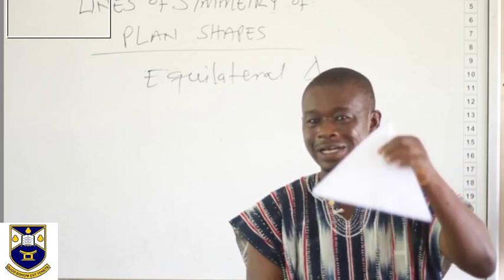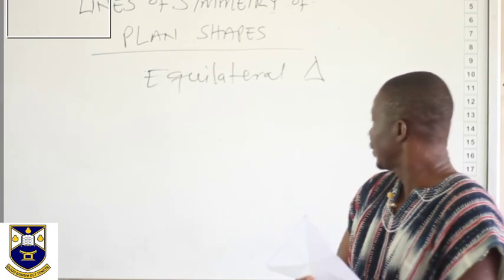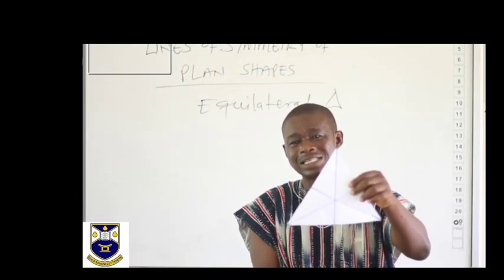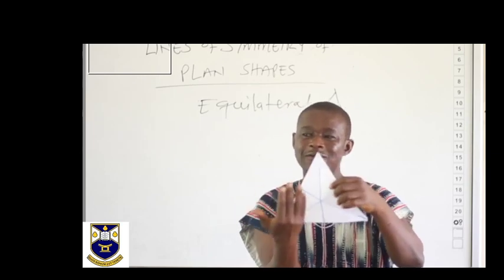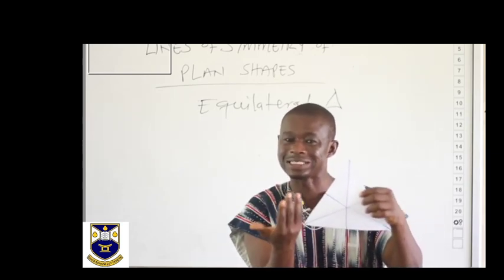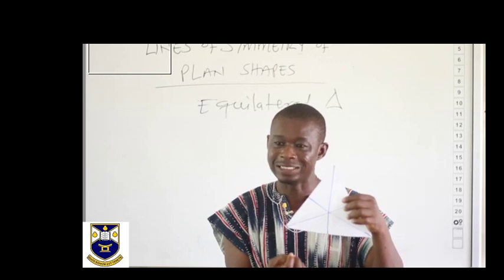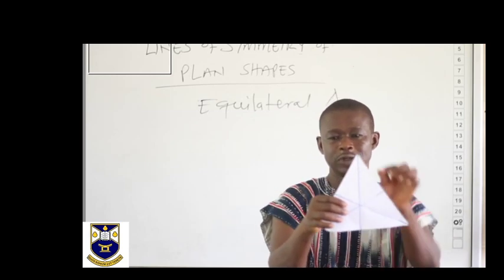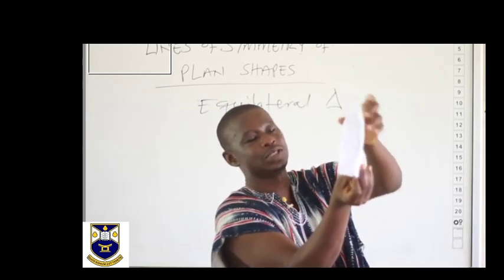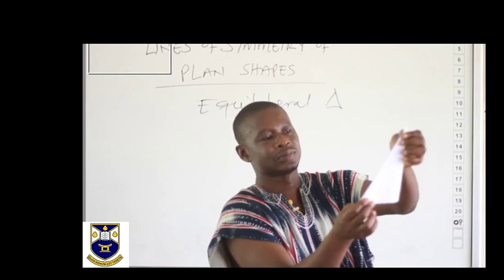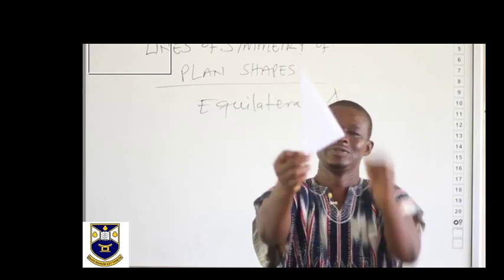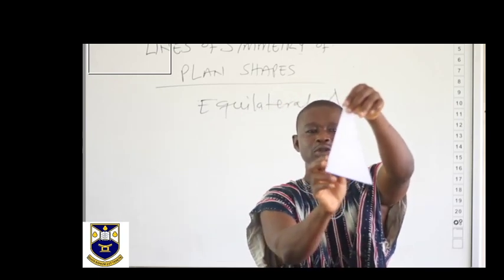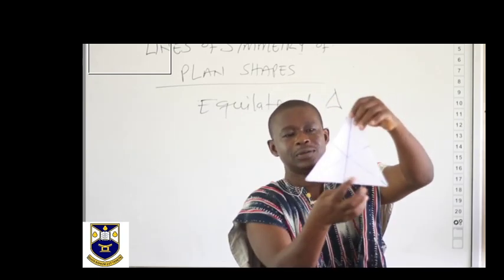So we have an equilateral triangle. Let's fold this shape and see whether after folding what we have on one side will be the same thing as the other side. In fact, they should be identical. Good. So I'm going to fold this one in the first place. I'm folding it this way. Now I'm going to open it up.